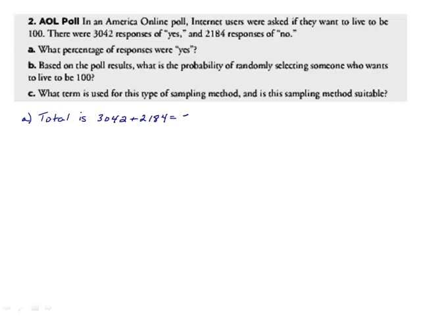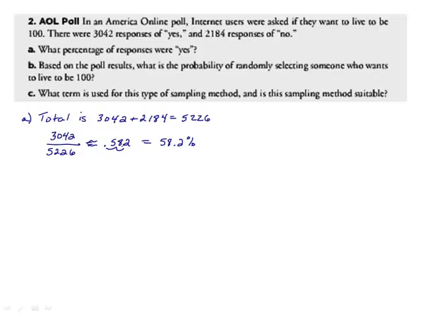That gives us 5,226. So to get the percentage of yeses, we take the 3,042 that did answer yes and divide by our total. And if we divide that in decimal form, we get approximately 0.582. If we're going to write that as a percentage, we get 58.2%. And remember, that's because we move our decimal place 2 places to the right.